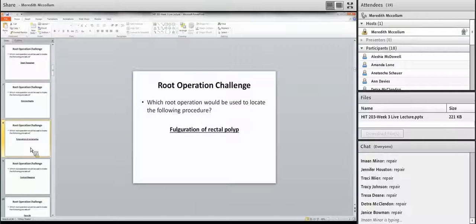Fulguration of a rectal polyp. Any thoughts? Think of lasers, that's basically what they're doing. I'm just waiting a minute. I see a few of you have it right. It is destruction. That is what fulguration means. It's basically a destruction of the rectal polyp.